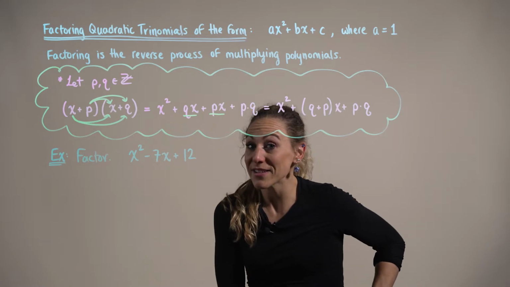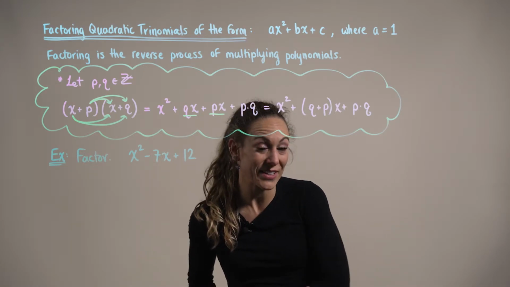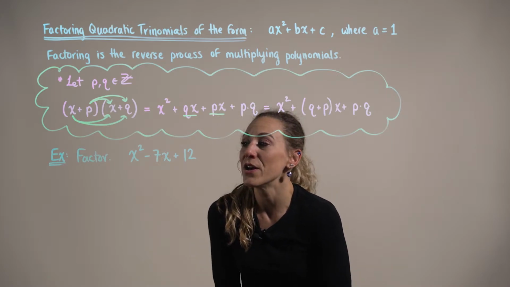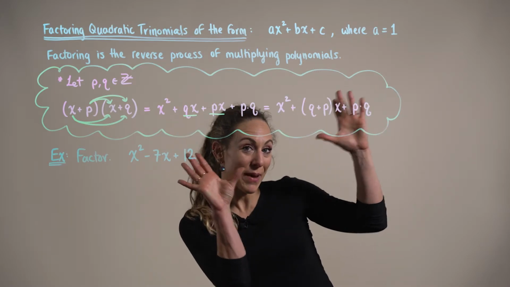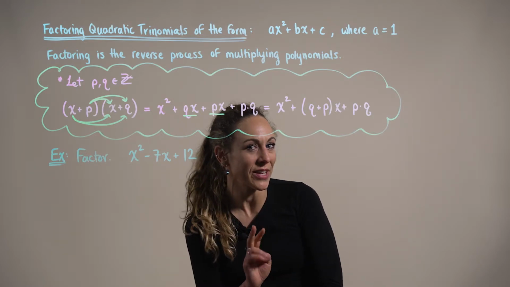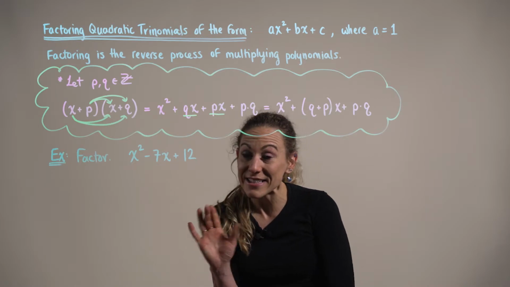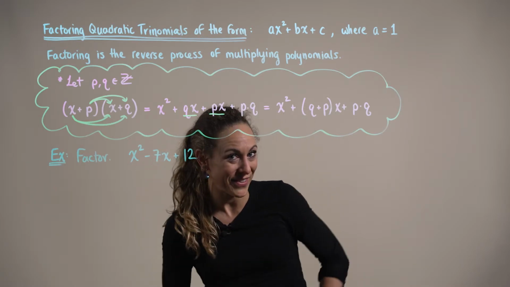So suppose that we're asked to factor the quadratic trinomial x squared minus 7x plus 12. So thinking back to this basis, we know we're asking ourselves what two numbers are going to multiply to give us a positive 12 and combine to a negative 7.